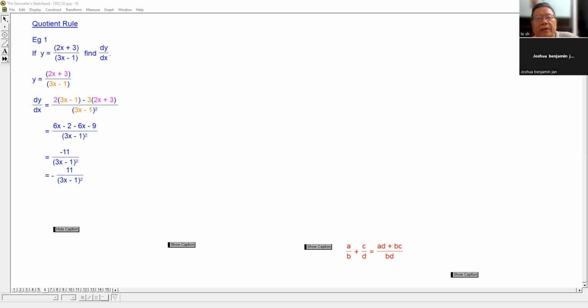Very good. Correct. Okay, this is correct. So since you know how to use the quotient rule, then we go on to some more difficult examples, right?